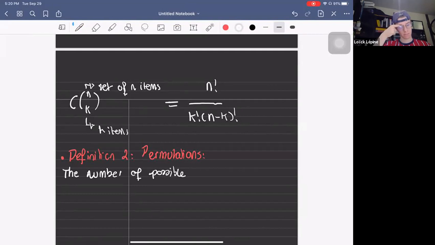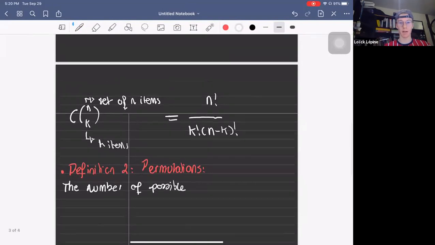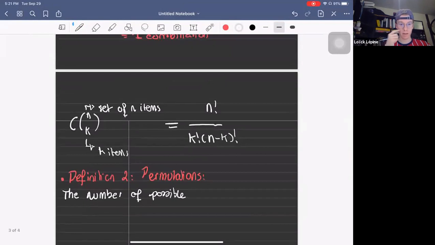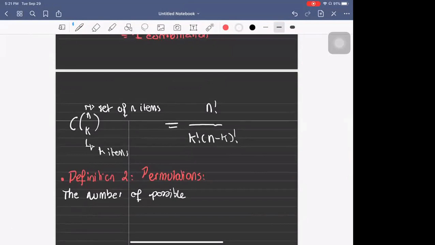Yes, sorry, is the formula above equal to the number of combinations? Yeah, the formula above, N factorial, is the number of combinations if you take K items from a set of N items, where K is smaller or equal than N.